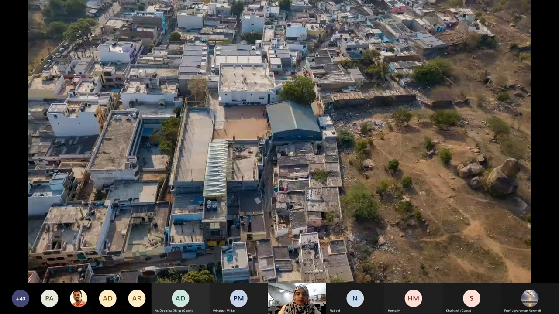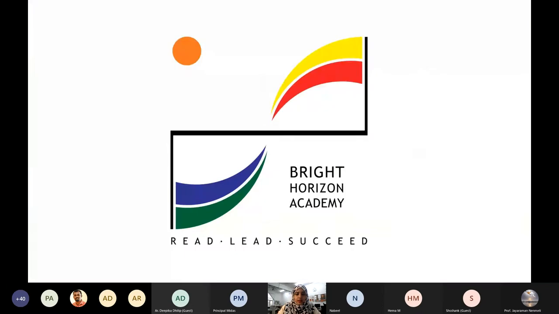And you can see the playground there, the old school, the mosque and everything. So we also designed the logo.